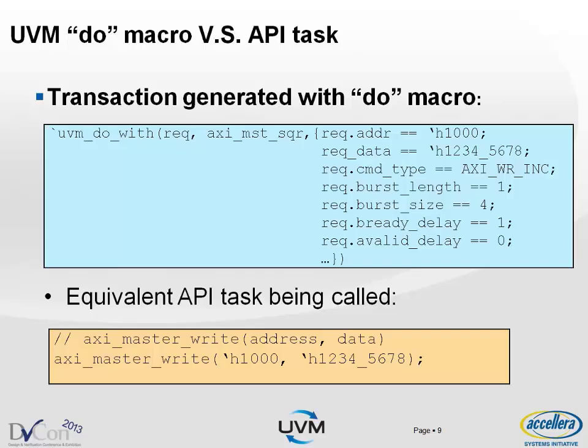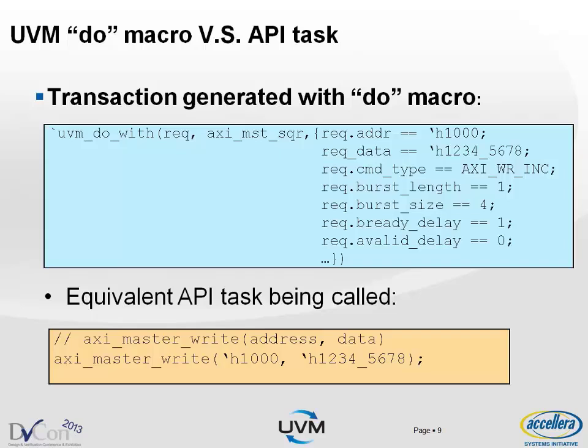Usually this is the transaction generated from the UVM sequence. We use this `uvm_do` macro, with a sequence item associated with this AXI master sequencer. Then we specify some constraints here. In this case, we have the address, data, and command type. The command here we specify as the AXI incremental write command.